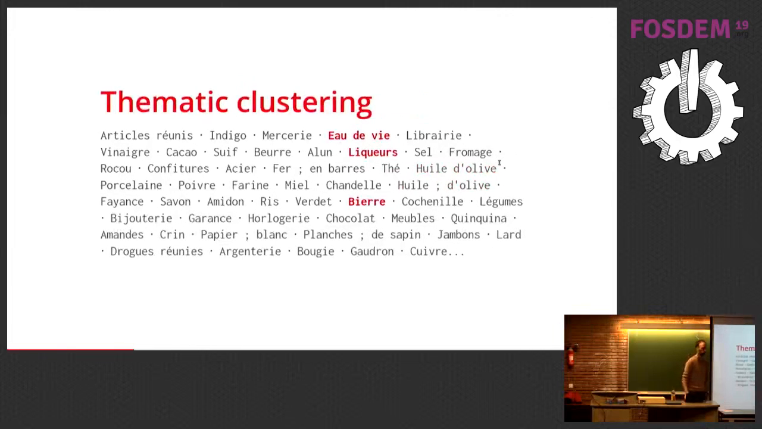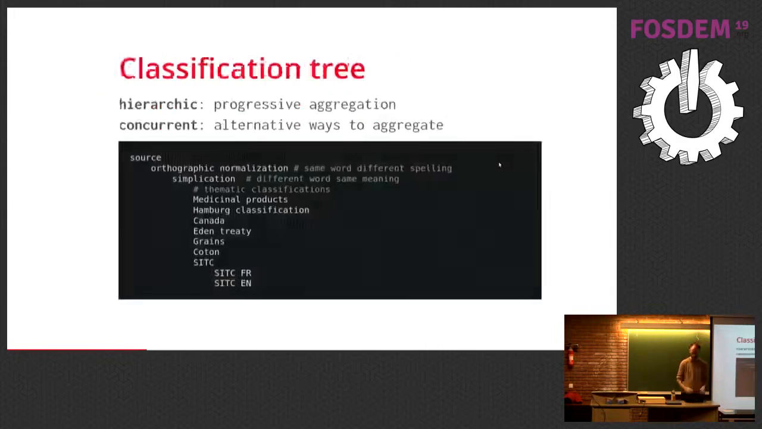The second kind of categories we would like to create is more thematic clustering, where, of course, we have eau de vie, liqueur, and bière. Sorry about that, it's in French, and it's in Old French. So it's basically alcoholic drinks, right? We would like to create this category. This is more of a thematic issue.